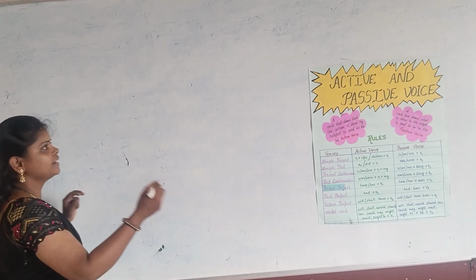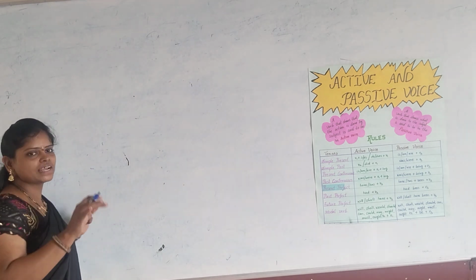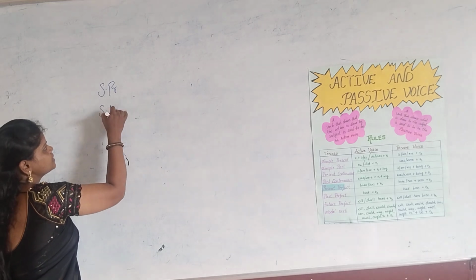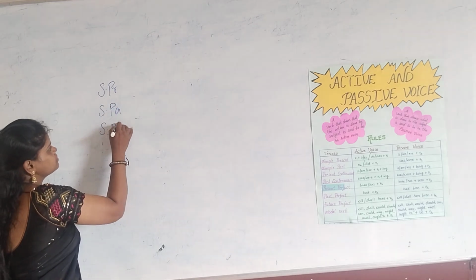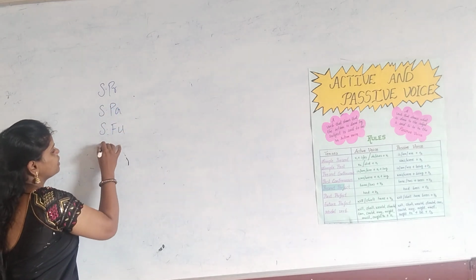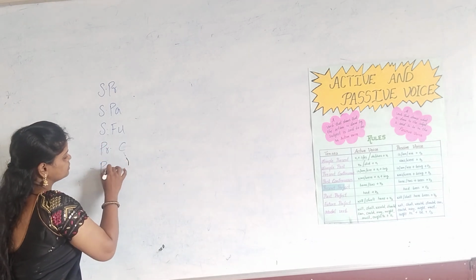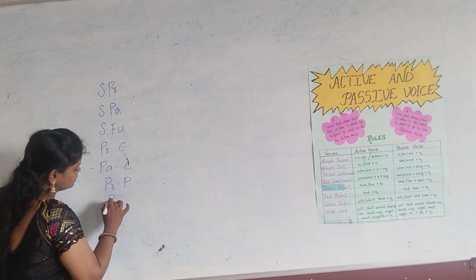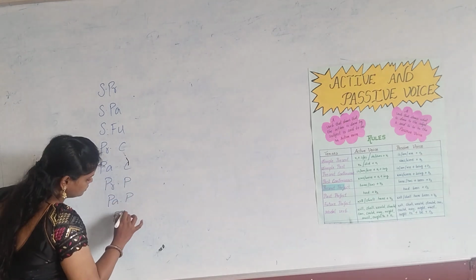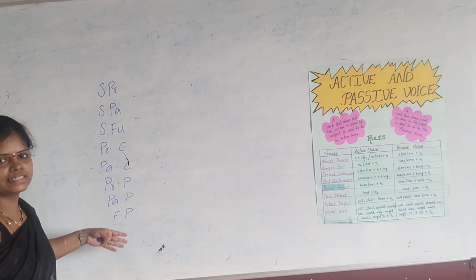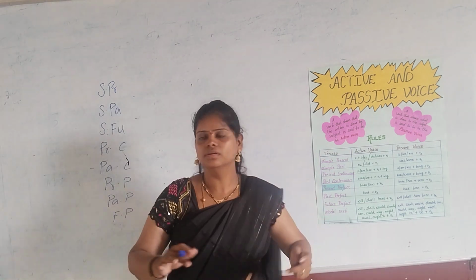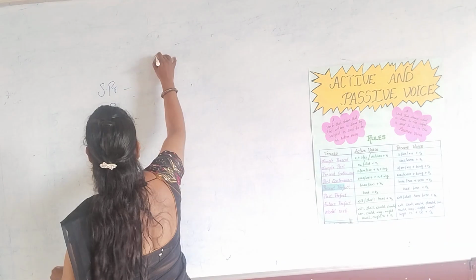First, let me write the tenses in short form. Simple present, simple past, simple future, present continuous, past continuous, present perfect, past perfect, future perfect. These sentences we can change from active to passive voice. Anyhow, you all know the starting sentence will be in active voice.